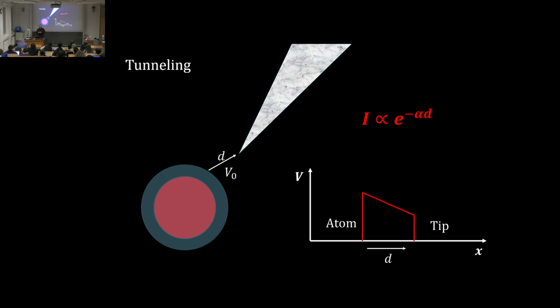If I have some electrons that pass through the potential barrier, it means that I have some current. And so we call this current the tunnel current. And it exponentially depends on the distance between the tip and the atom. So this is really the main thing that we have to remember. And now let's see what I can do with that.